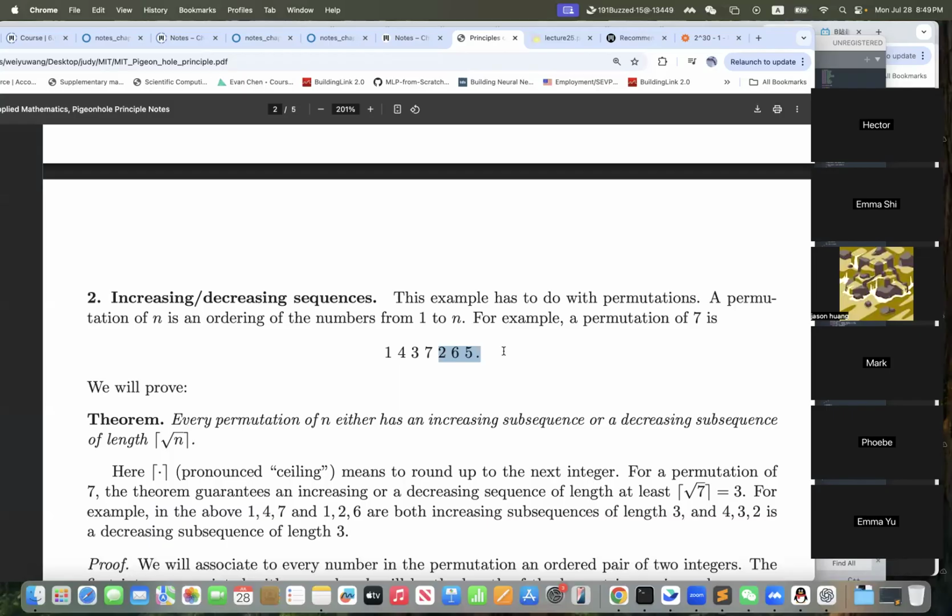Mark, can you give us another example of an increasing subsequence? I just gave 1, 3, 7. Like 4, 5, 6. But 4, 5, 6 is not a subsequence. Why? It's not consistent with the order, because it's 4, then 6, then 5. You cannot change the order of 6 and 5. So it's not a subsequence.